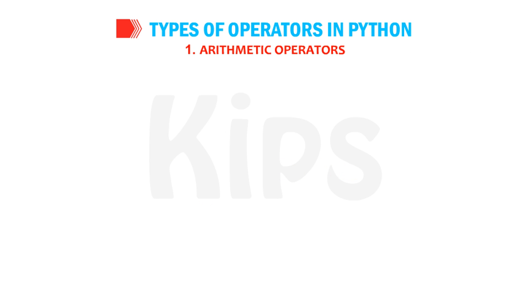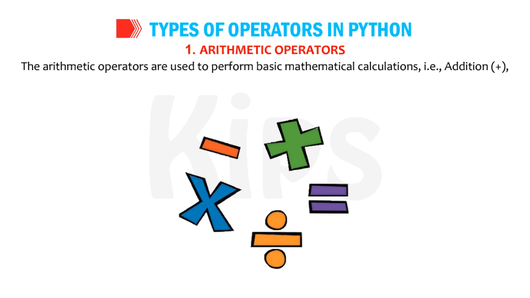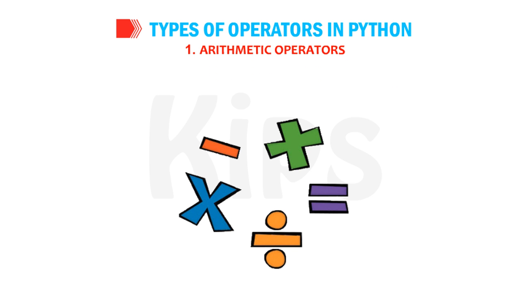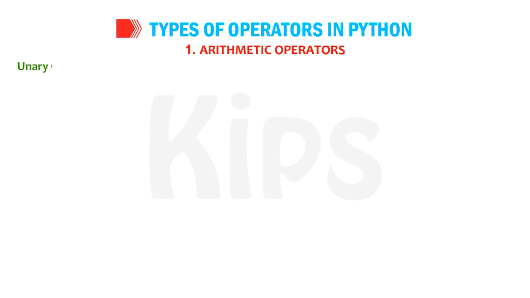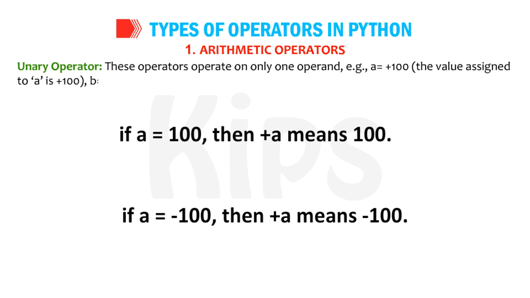Number 1. Arithmetic operators. The arithmetic operators are used to perform basic mathematical calculations, that is, addition, subtraction, multiplication, division, etc. The arithmetic operators can be further classified as unary operator. These operators operate on only one operand. Example, A equals to plus 100. The value assigned to A is plus 100. B equals to minus 100. The value assigned to B is minus 100.